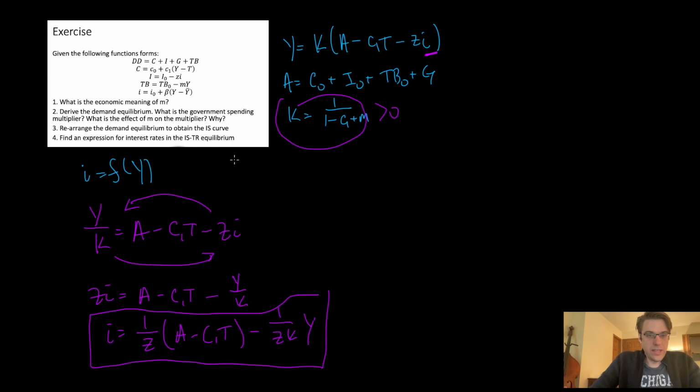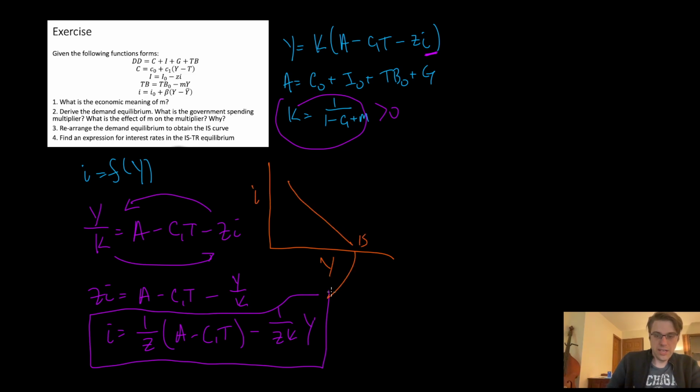Lastly, it says find an expression for interest rates in the IS-TR equilibrium. So what are we looking for here? Graphically, we are looking for the intersection. Again, let's draw this graph. We have the y here and the I here. And this is our IS curve. This is exactly this right here.